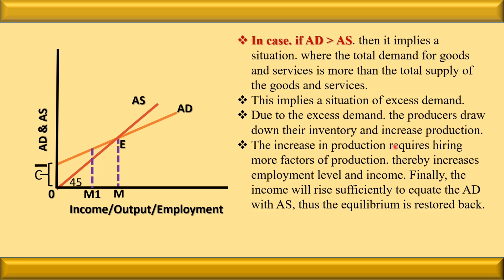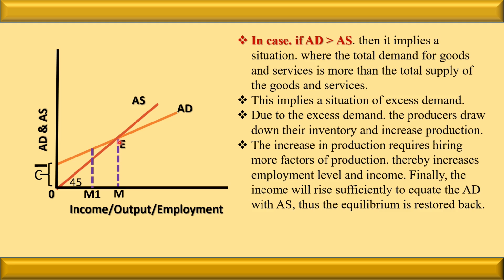When the producers start hiring more and more factors of production, the employment level and income increase. When more and more factor services are hired, what will happen? The employment will increase, yes or no? The output will increase, yes or no? The income will increase, yes or no? Finally, the income will rise and equate aggregate demand with aggregate supply. Thus, the equilibrium is restored again.